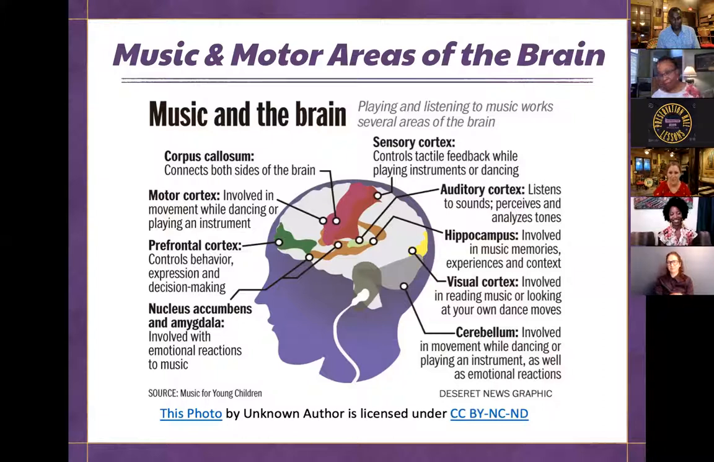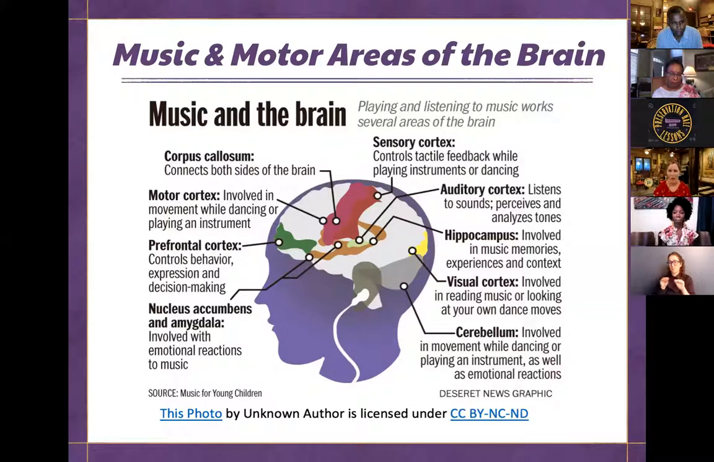So as we can see from this image, many areas of the brain are stimulated as we listen to and create music. For the purposes of this webinar, we're going to focus on those motor areas of the brain. So the motor cortex, which is located in the frontal lobe of the brain, helps us plan, control, and perform those voluntary movements used to play an instrument or move to music. We also see in this image the cerebellum, which is located towards the back at the top of the brainstem. As we play an instrument or move to music, the cerebellum helps us with balance, coordination, fine motor movements, and motor learning.